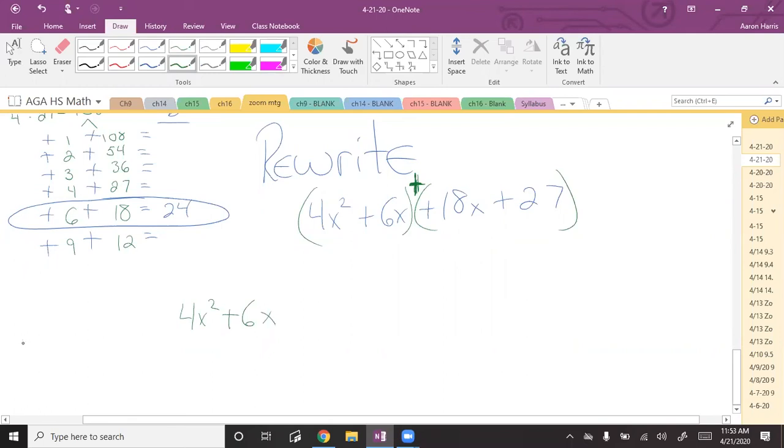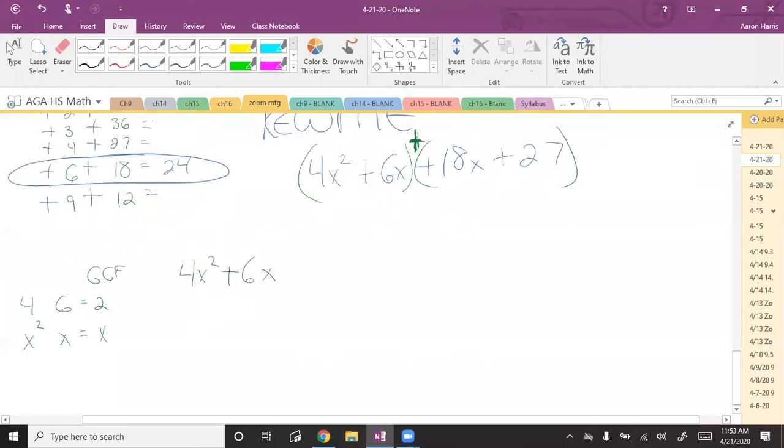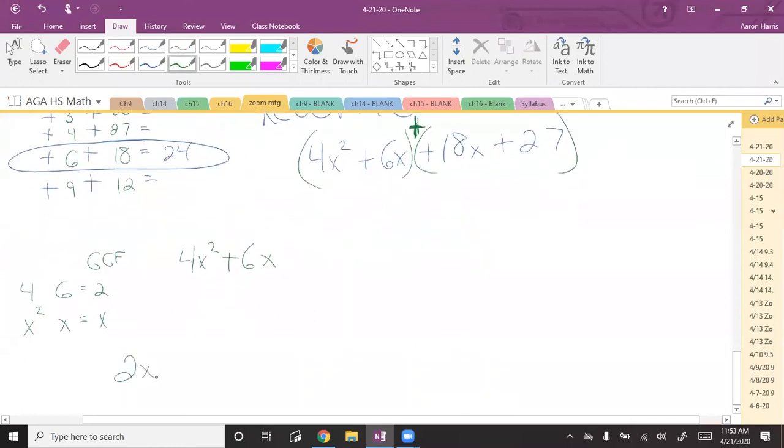So I look at the numbers first. And what do you get? 2. Good. Now look at the letters. X. Good. So you know your GCF is what? 2x. So now what do you do? You put 18x plus 27, I think. Oh, you divide. You divide by 2x. And you get what? 2x plus 3. Great job.